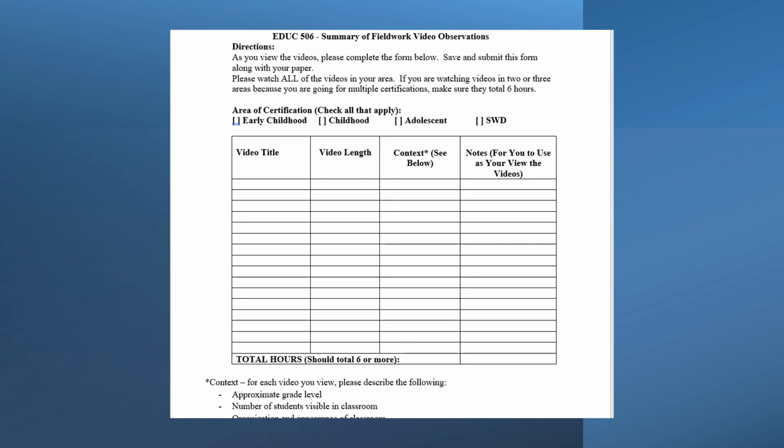Here is the summary form I've been mentioning. For each video that you watch, you must put the video title, how long the video was, and describe the context. The context is given below the table. Also include the approximate grade level, number of students visible in the classroom, and some more information. The final column is notes for you to use. It helps to take notes to document that you've seen the video here. This must be turned in to Blackboard along with your paper. It may either be a separate file or an appendix.